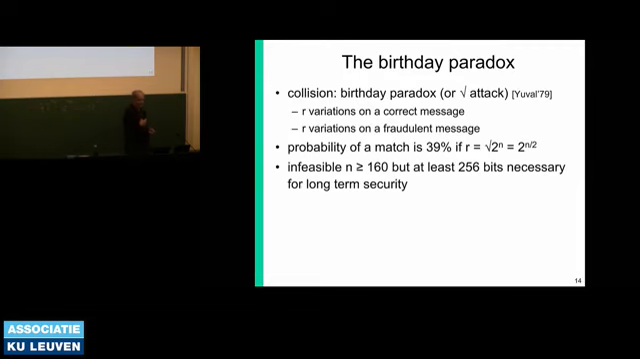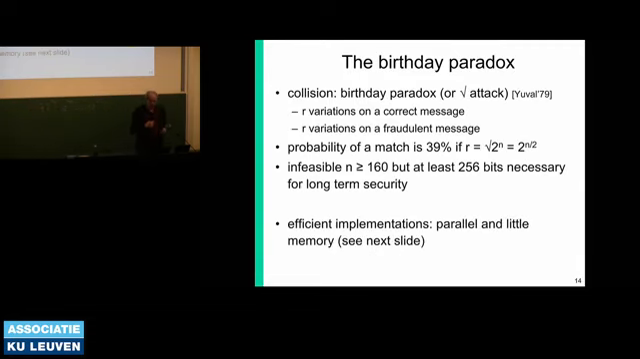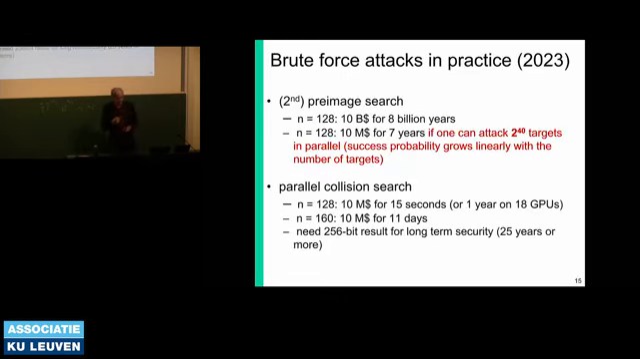So I think we discussed the birthday paradox already. Collision resistance is hard to achieve, and it's kind of surprising. So what does this mean in hash function design? Well, if you have preimage search and you use 128 bits, it will take $10 million for 8 billion years, so this seems to be quite secure. Okay, 2 to the n, where n is 128.